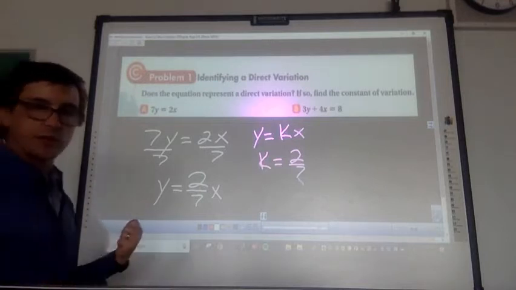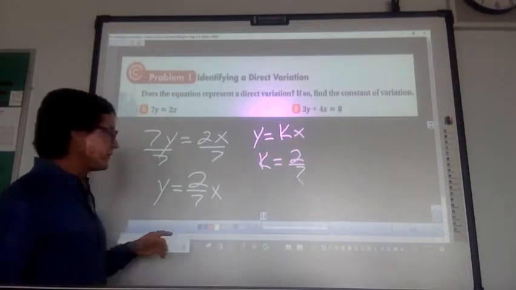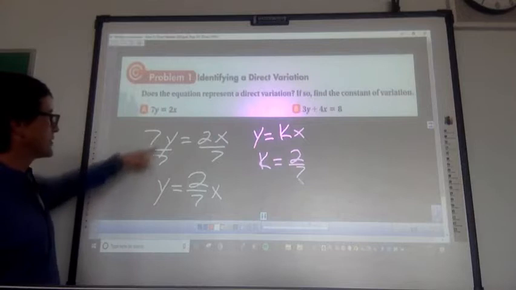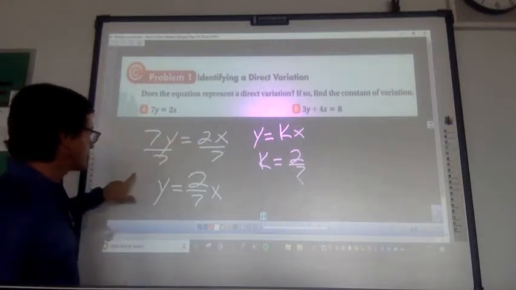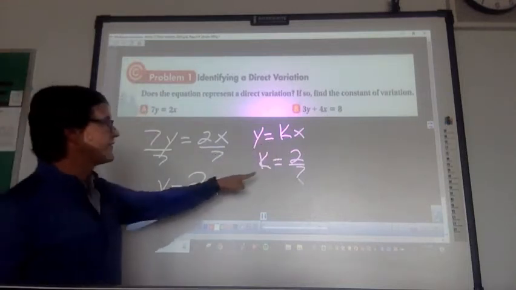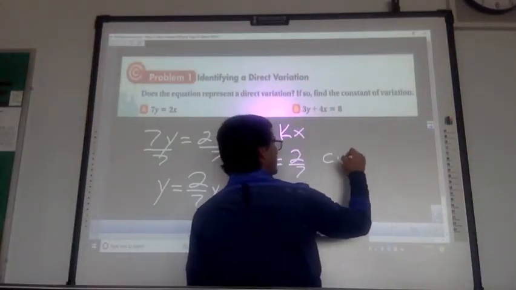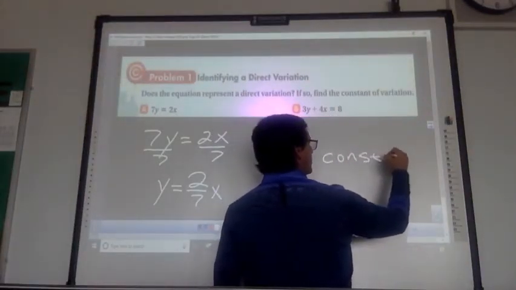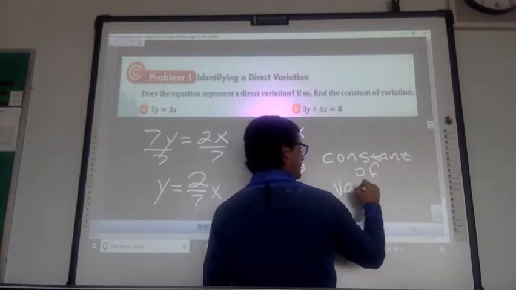Any questions on this one? Really important you get these down. They should be pretty straightforward, right? So we're just getting the y by itself. We did that by dividing by 7 on both sides. And then they ask, what is in the position of k? 2/7 is in the position of k, and that is the constant of variation.